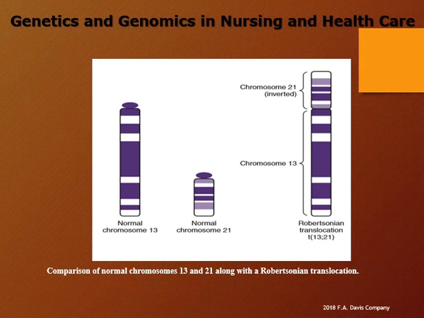So here's another example. This one is in your book. You've got a normal chromosome 13, a normal chromosome 21. Again, they fuse together, 2 become 1. All the genetic material is still there, so there's no change in the phenotype, but again, the count would be a 45 instead of a 46.